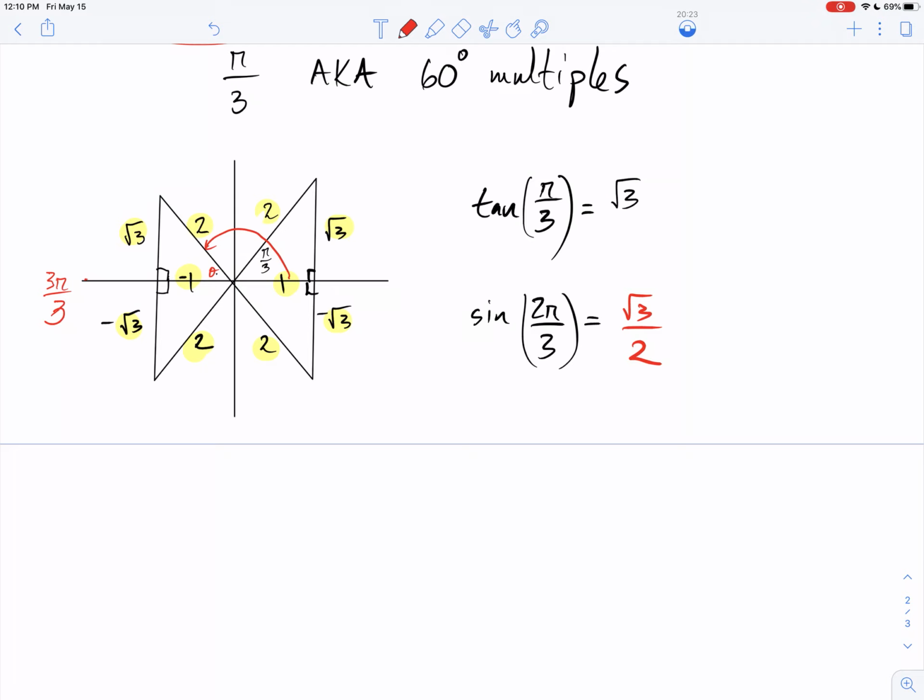I don't need to grab a calculator. I don't have to draw a new reference triangle for every single question. This is just a strategy you might want to employ to make it easy on yourself.